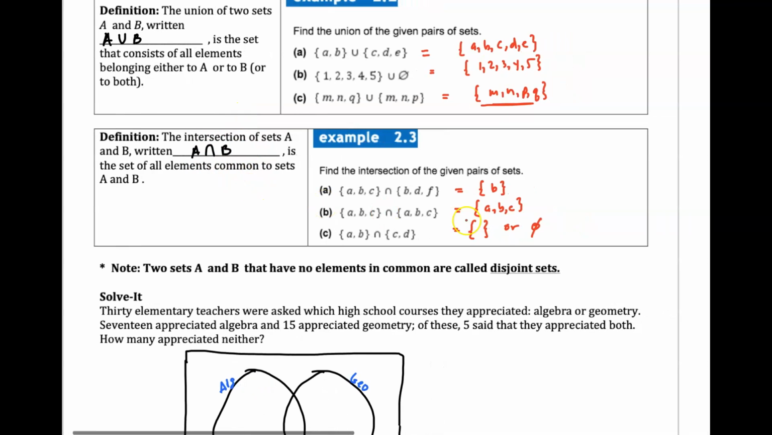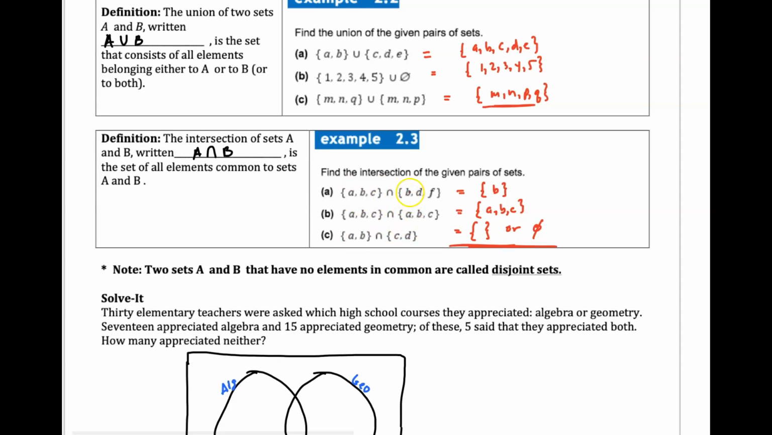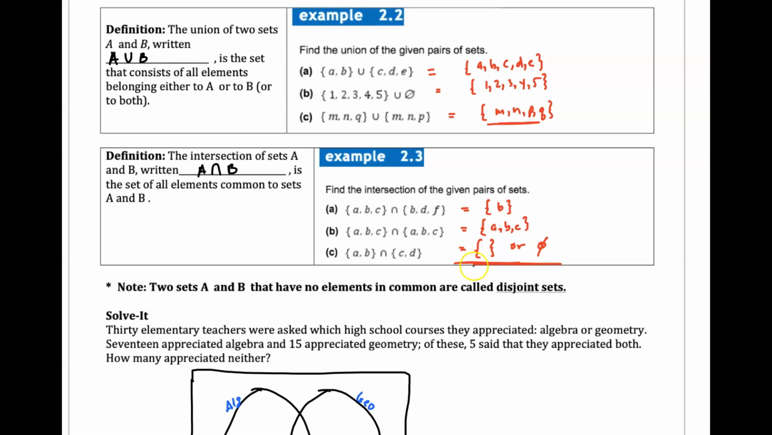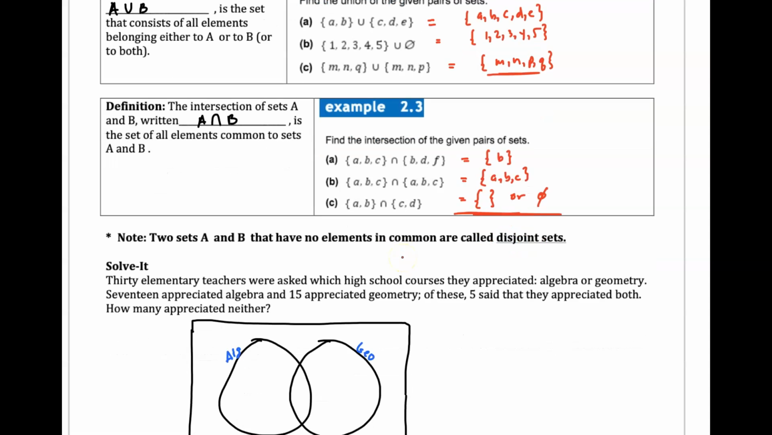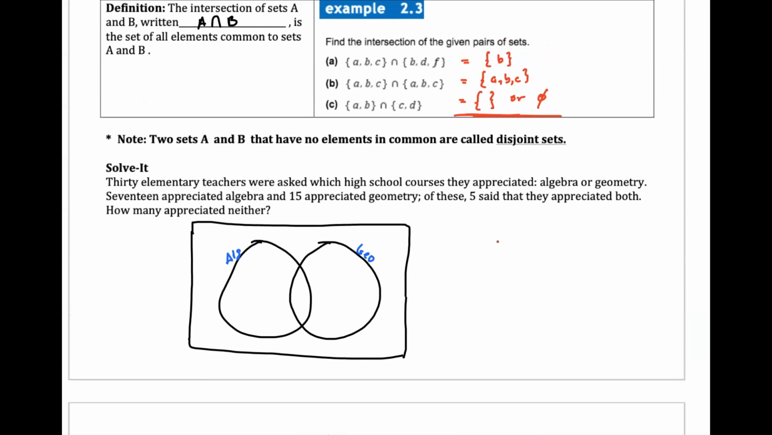Intersection is what do they have in common? So you can see my answer here. These are what they have in common. This one, they have nothing in common. So the set that results, right? This is kind of like an operation we call set operations. When you do this set intersect with this set, it's an empty set. There's nothing in common. So with that in mind, how could we solve this problem here?